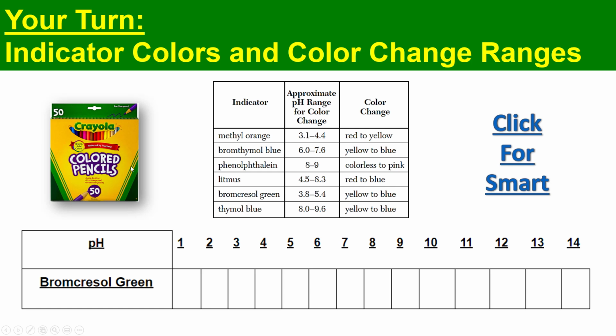What I want you to do is pause the video now and, using table M, color in what each increment on the pH scale would be if you used bromcresol green as your indicator. So unpause the video when you are ready for the answers.